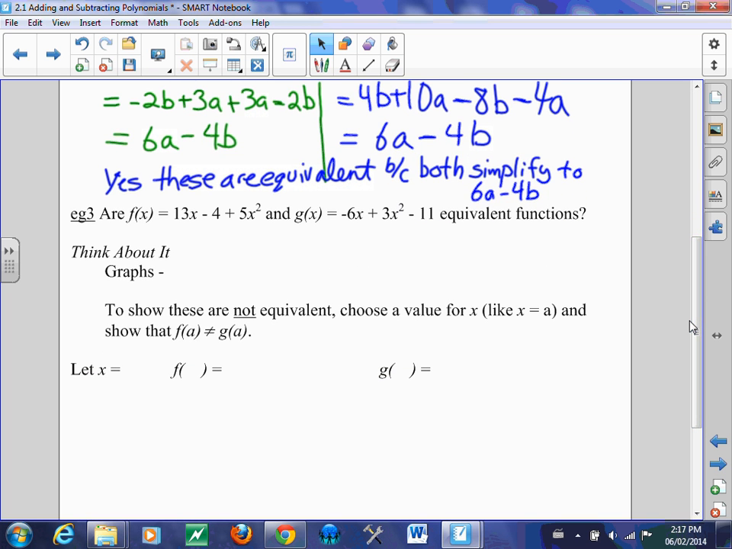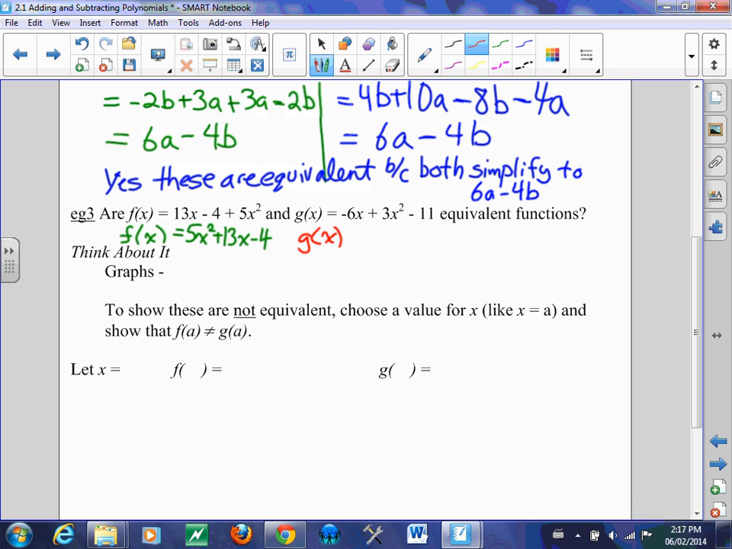Example 3. Are f at x, this expression here, and g at x, this expression here, equivalent functions? Okay, so what do we need to do is think about it. What form of a quadratic are these in, ladies and gentlemen? And you should realize that they're in standard form, although they're not in correct order. Let's just put them in correct order. Okay, so I'm going to go f at x equals 5x squared plus 13x minus 4. Okay, and the second, g at x equals 3x squared minus 6x, and sorry, my fault, subtract 11.